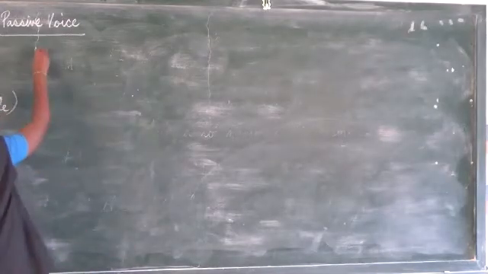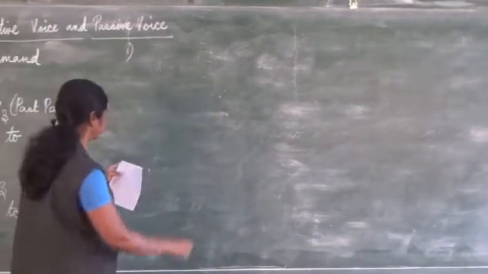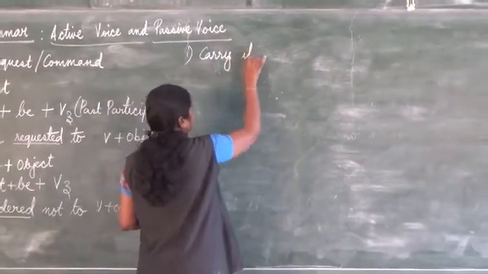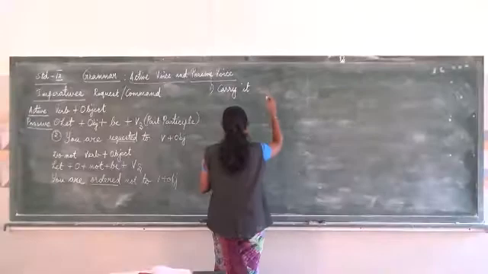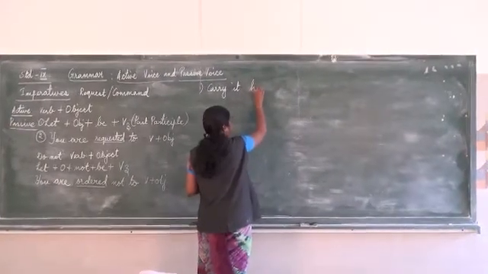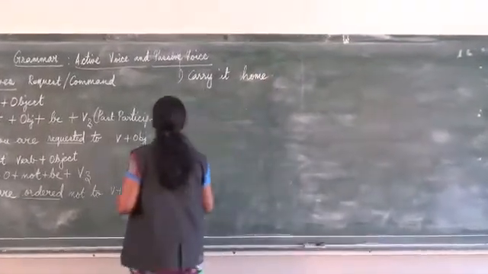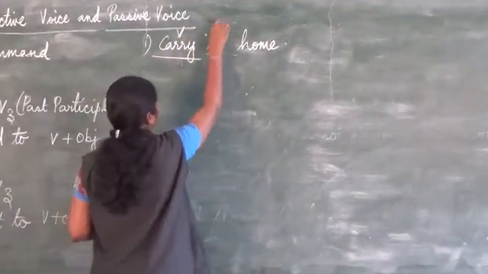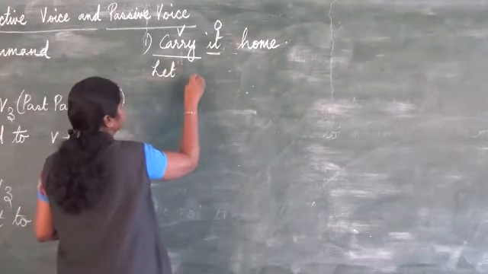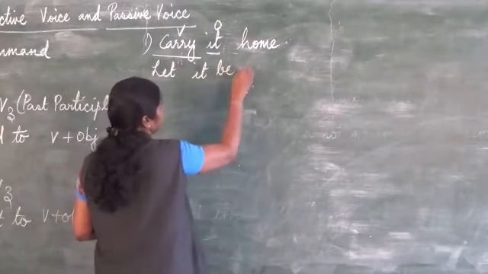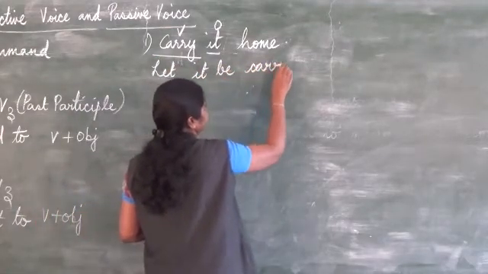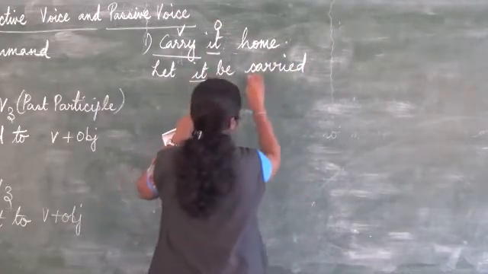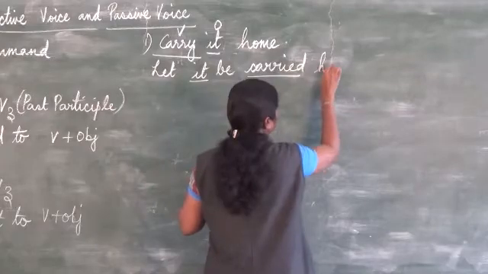Okay, Kana, now we will see some more sentences for imperatives. Carry it home. Okay, so this is verb, this is object. So let it be carried. Carried is V3 of carry. Let it is object. Okay, let it be carried home.